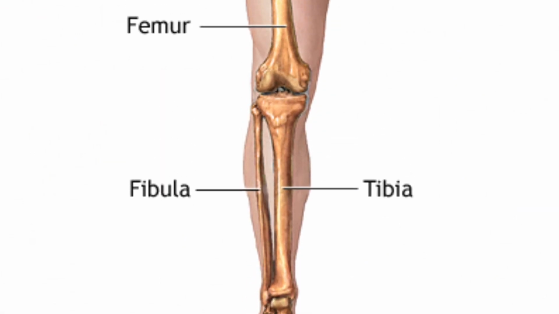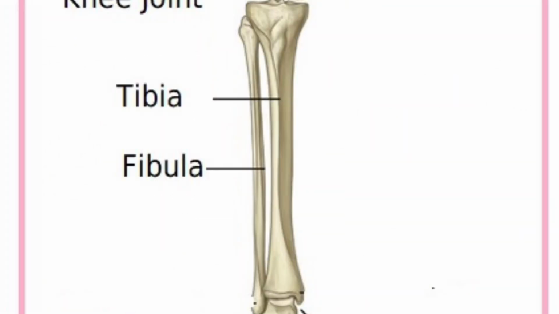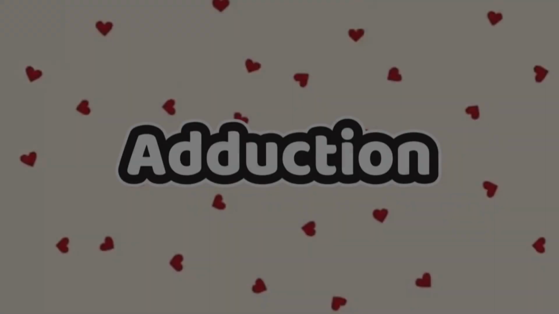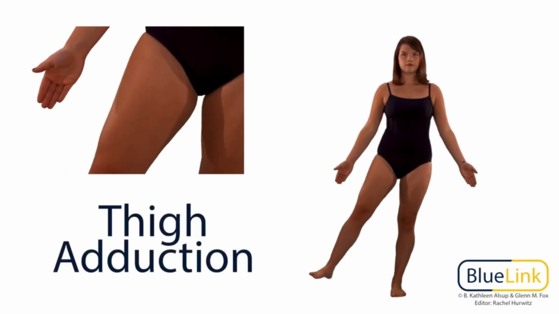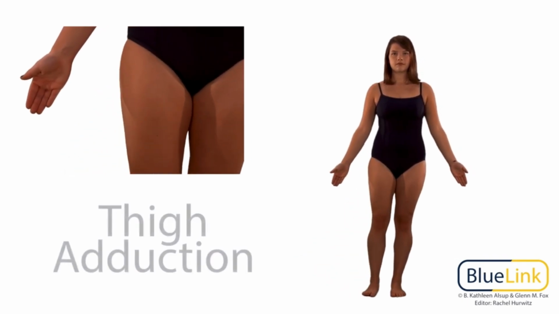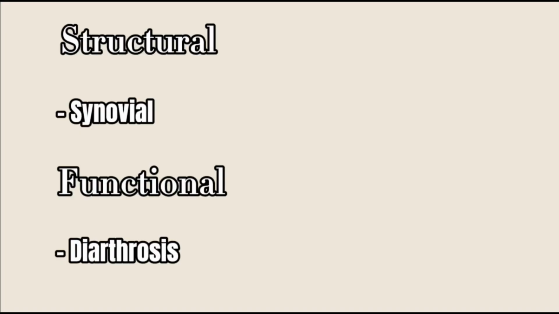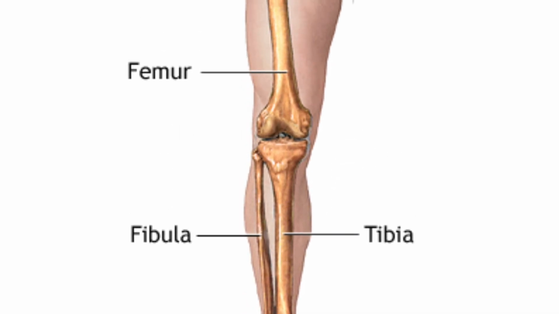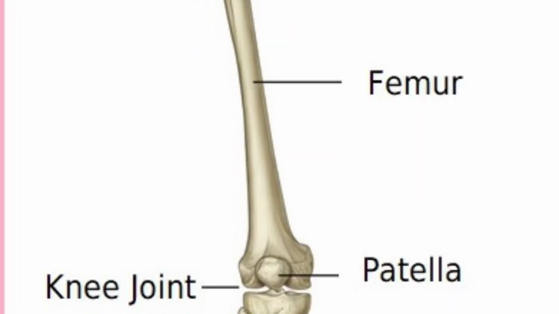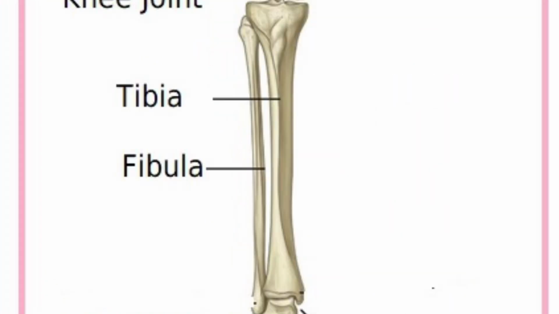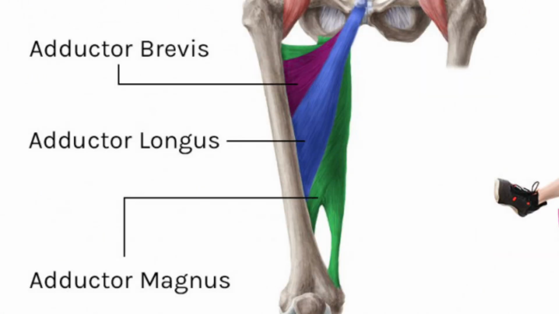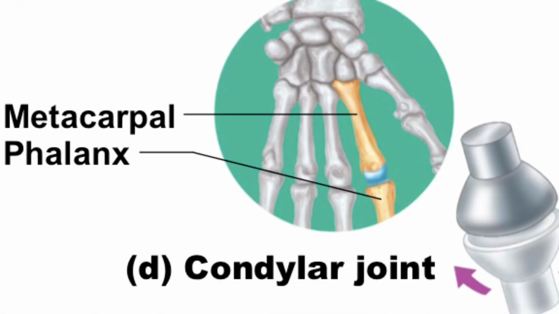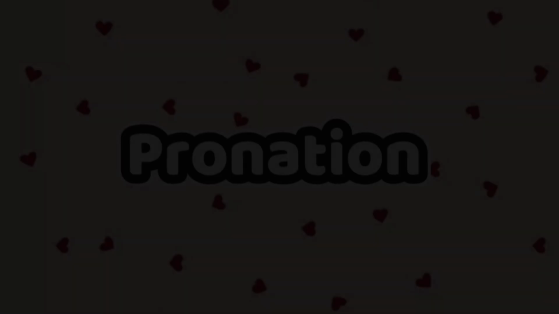The anatomical movement represents our femur, fibula, and tibia. Adduction. Adduction is the opposite movement of abduction, and it brings the limb toward the body or across the midline. The structural is synovial and the functional is diarthrosis. The anatomical movements are exactly like abduction: femur, fibula, and tibia, and the muscles used in this movement are abductor brevis, abductor longus, and abductor magnus. A condylar joint is also used in this movement.